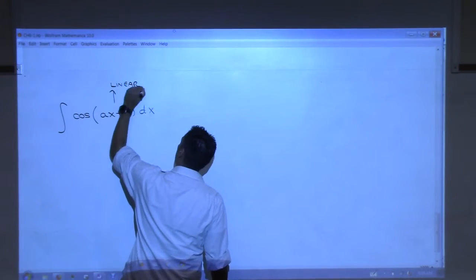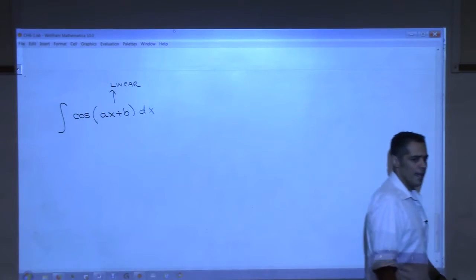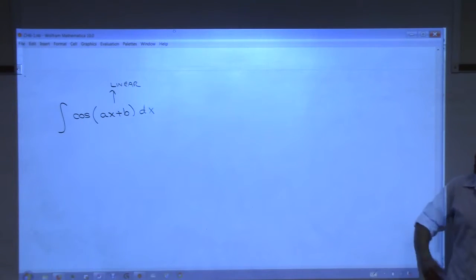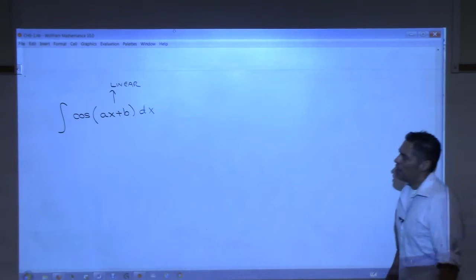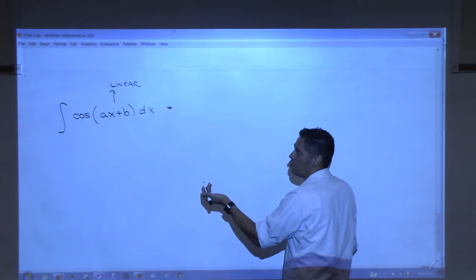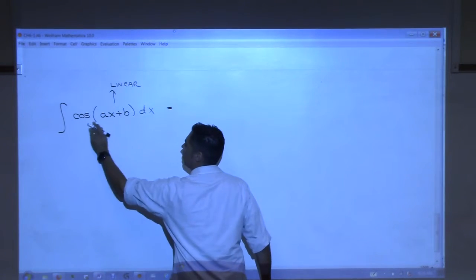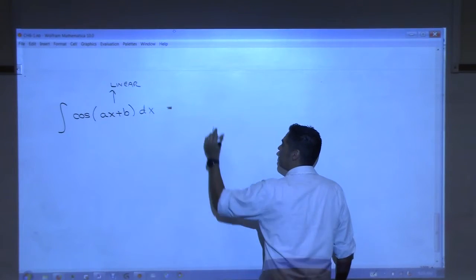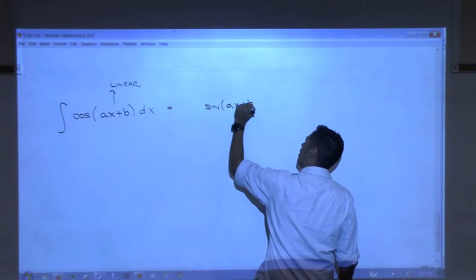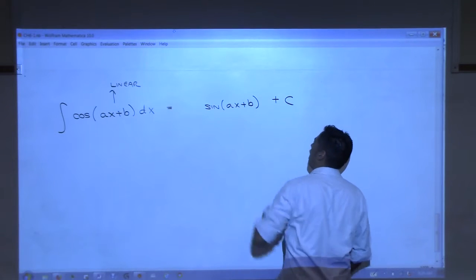You'll know what I mean by linear? It's a linear expression, ax plus b. The highest power on x is 1, right? So that's a linear expression inside of a cosine function. If I try and find the antiderivative of this, I'm just going to take a guess right now as to what it is. I'm not going to do substitution or anything else. I'm just going to guess that it's probably going to be sine of ax plus b, plus a constant. That's a pretty good guess.